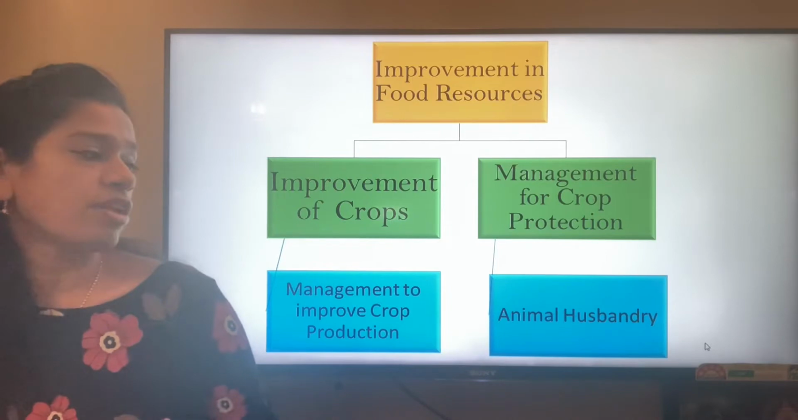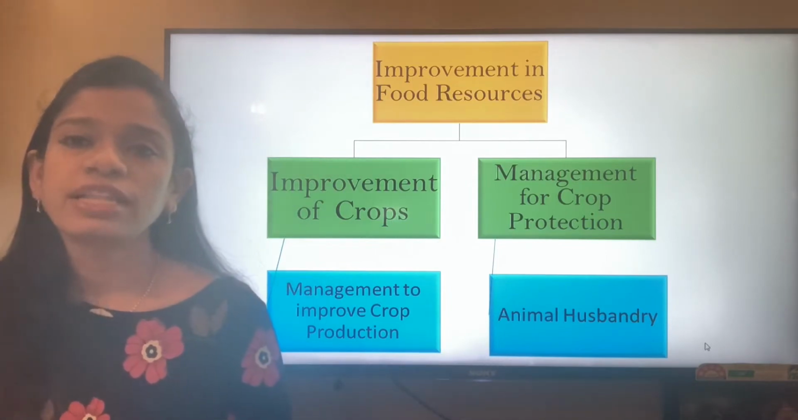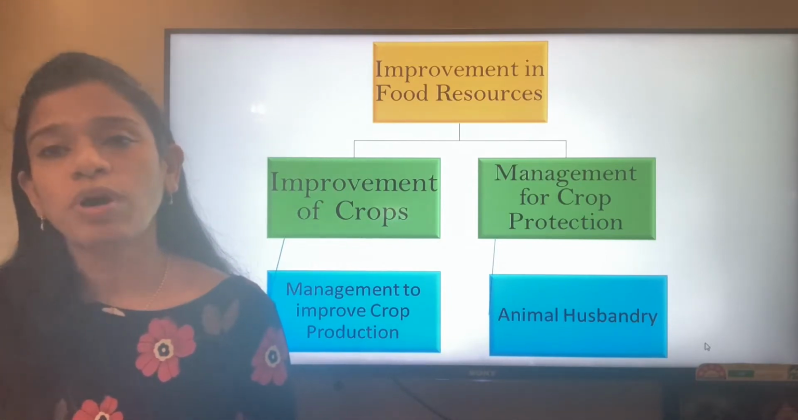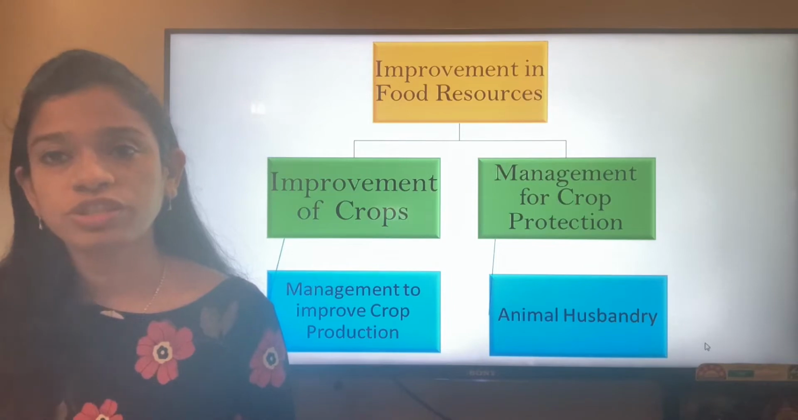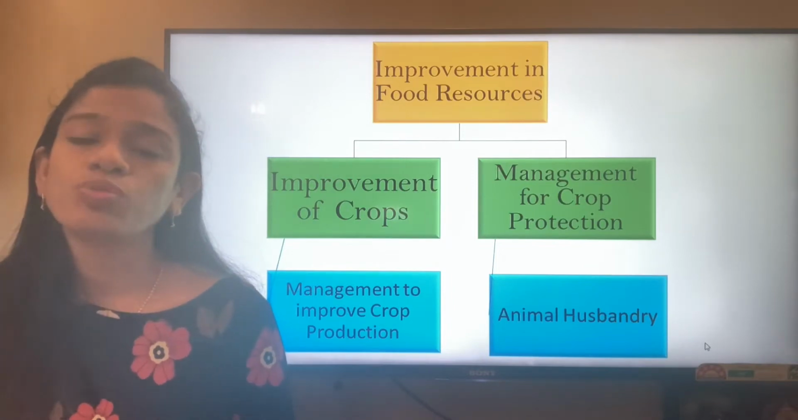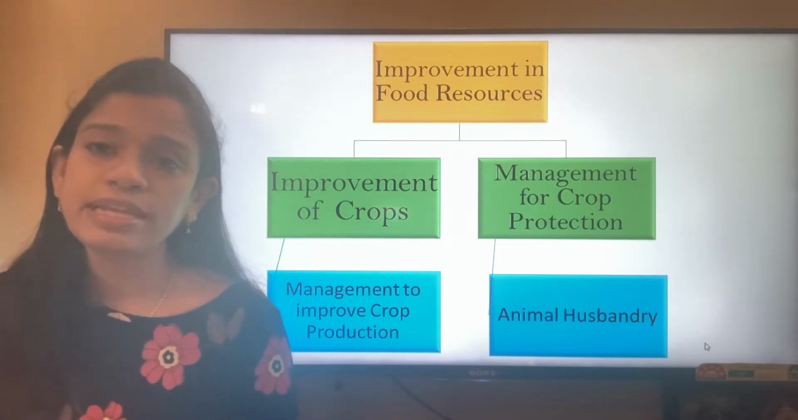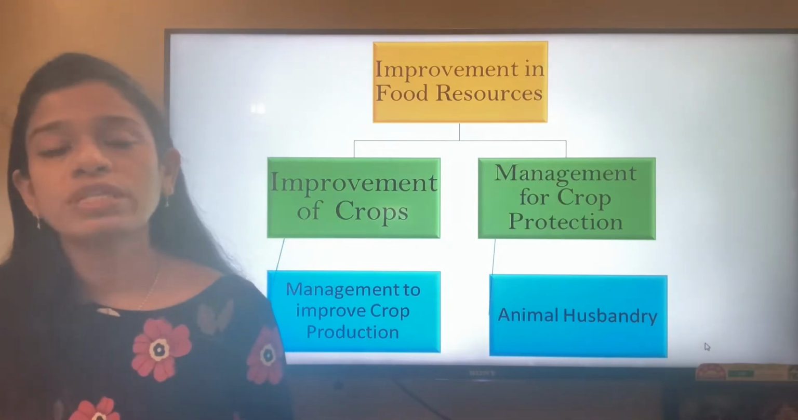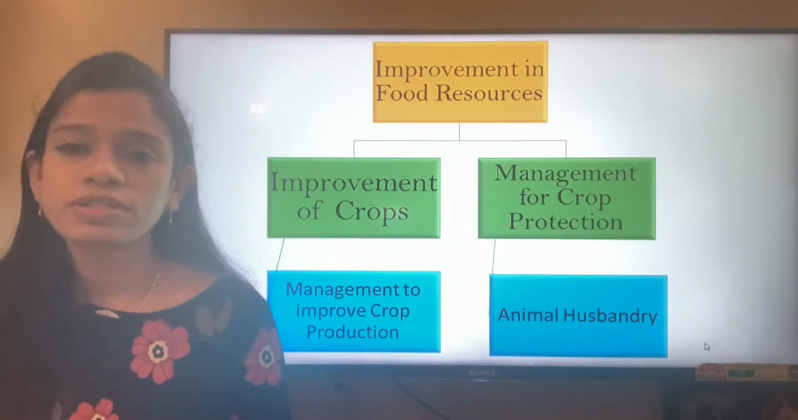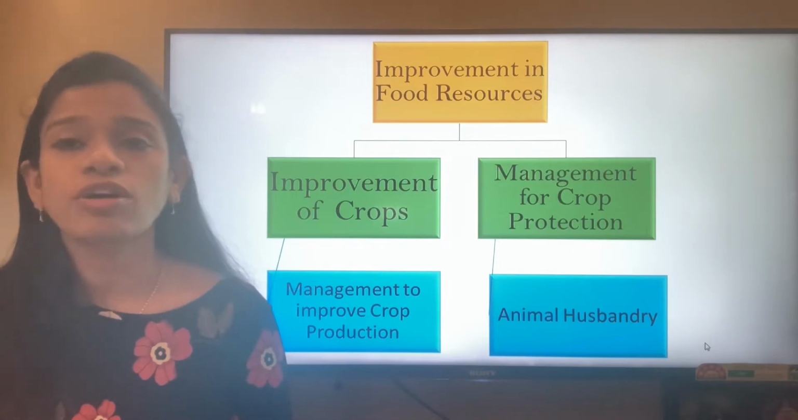The same will be done for animal husbandry, where we'll be dealing with how to protect it or how to increase the yield, and what are the ways and means by which we can increase the resources or the yield of the resources.